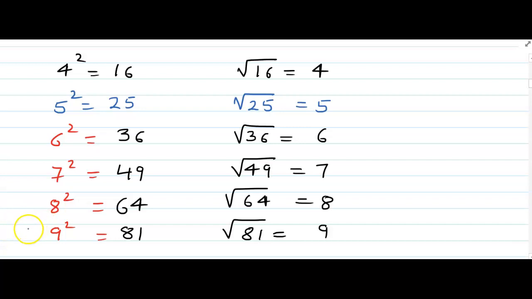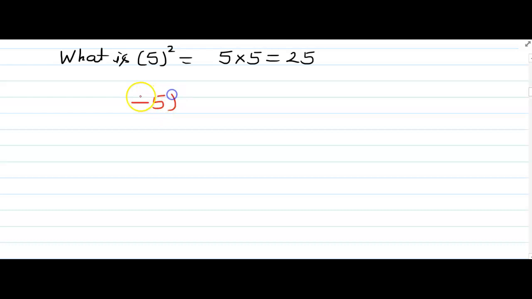Okay, let's see a couple more questions based on squares. The question is, what is the square of 5? Anybody can say, okay, it is 5 times 5 is 25. But what will be the square of minus 5? Any idea, guys? Yes, you can remember Mr. Gupta's sign rule. And what is that?